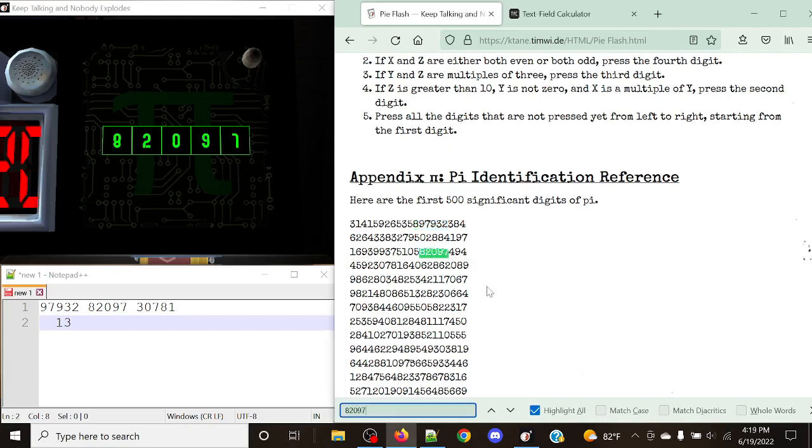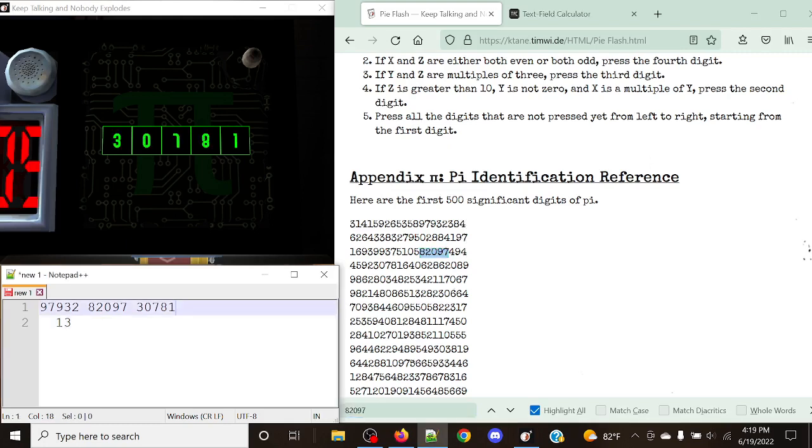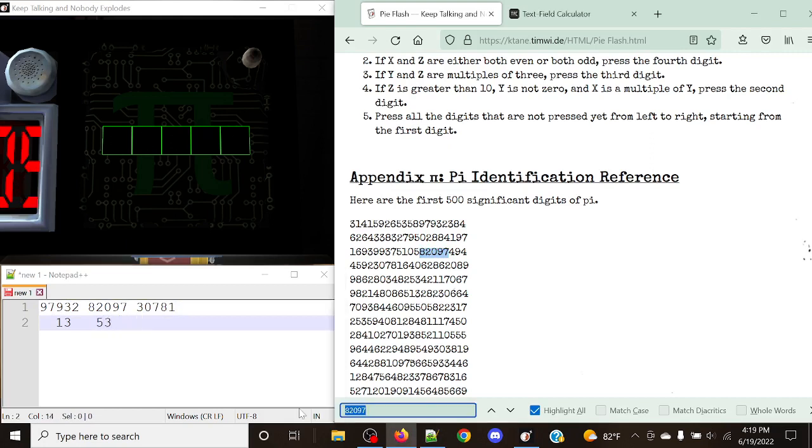Okay, and another early one. Wow. 20, 40. This is going to be 60. Let's count backwards. 59, 58, 57, 56, 55, 54, 53. Okay, 53. And next up, we have 30781. Another early one. Wow. 246, 61, 62, 63, 64, 65.